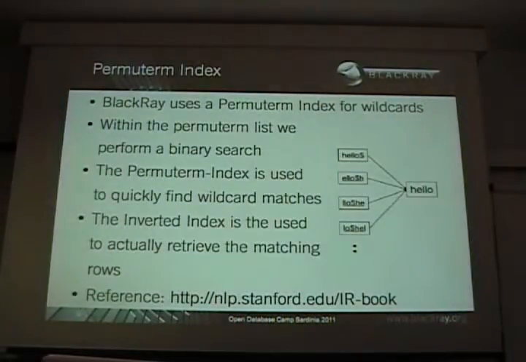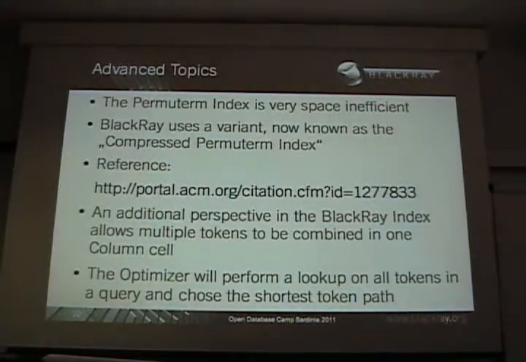This is not the most space-efficient way of doing it, but it's the most performance-saving way of doing it. So we had a problem with the space inefficiency, and therefore we now use something called a compressed preterm index. There's a very nice publication on the ACM, and I think you don't even need a login to download it.